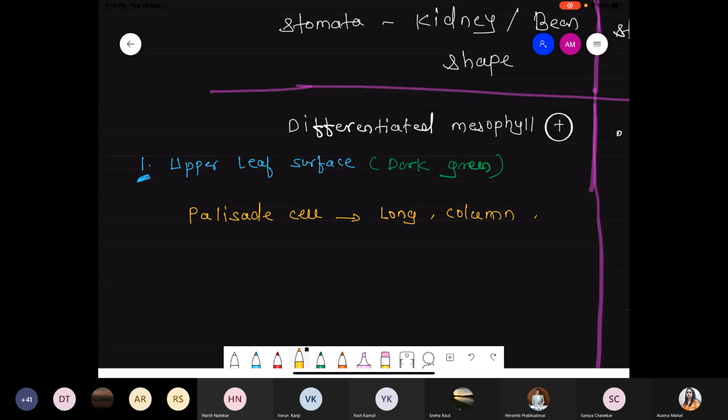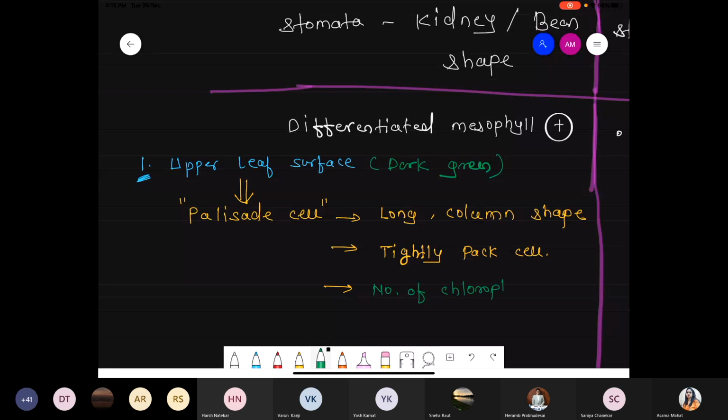We will see this in the diagram. Palisade cells are basically one type of mesophyll. The mesophyll is differentiated. Number one, which is present on the upper side, is the palisade cell. Palisade cells are long and column shaped. Another point, they are tightly packed cells. And the next important point, the number of chloroplasts is quite high.